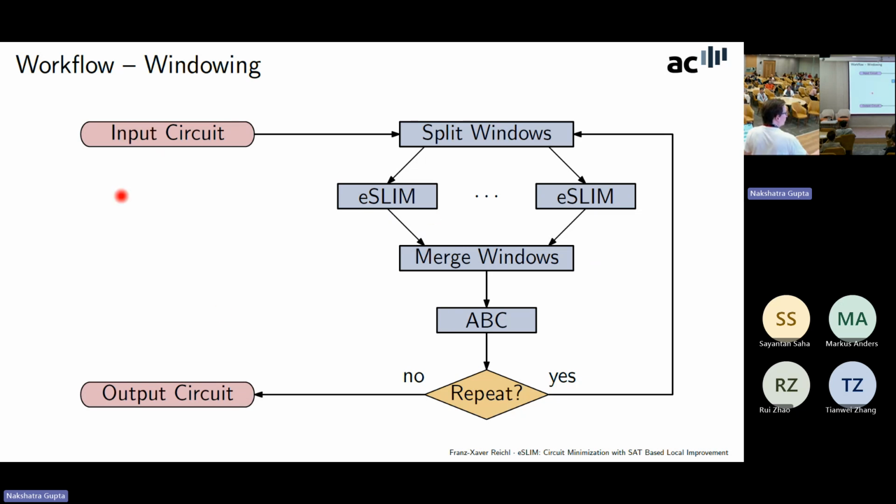We can also apply our method in parallel. For this purpose, we split the given circuit into several windows. Windows are just larger subcircuits. And here we apply our method to all the windows in parallel. Then we combine the windows again, and we again apply ABC for in-processing. And then we repeat this as long as we have time. In the end, we get again a circuit which has fewer gates and which computes the same function as the original one.